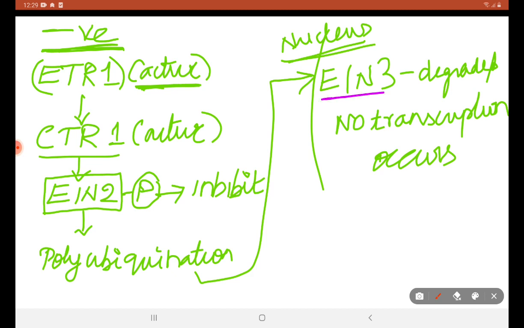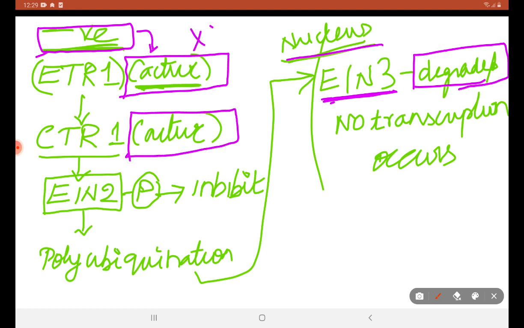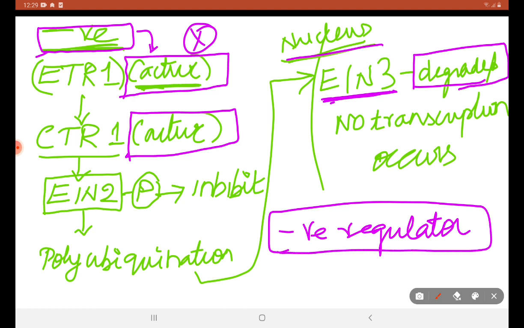This is a unique pathway where a component enters the nucleus and gets degraded because of the absence of ethylene. Even in the absence of ethylene, it is a unique pathway that the receptor becomes active. CTR1 becomes active. So it is very unique. So it is called a negative regulator. So ethylene receptor is called a negative regulator of the plant hormone response. This is one side story. What will happen in the absence of ethylene?